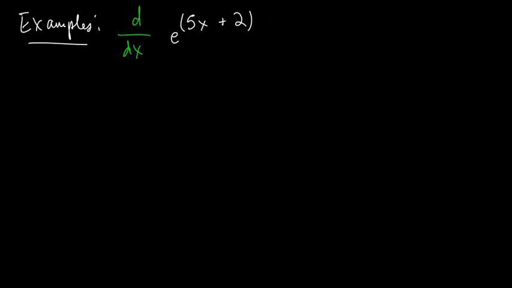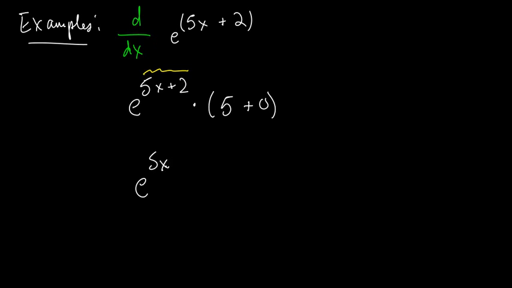So here is e to the 5x plus 2. You know that the derivative of e to the x is itself. So how is this going to go? The derivative of e to the 5x plus 2 is going to be itself times what? Well, the thing you plugged into e to the x was 5x plus 2, so what's the chain? It'll be the derivative of 5x plus 2, which is simply 5 plus 0. And so you see, the final answer is e to the 5x plus 2 times 5.